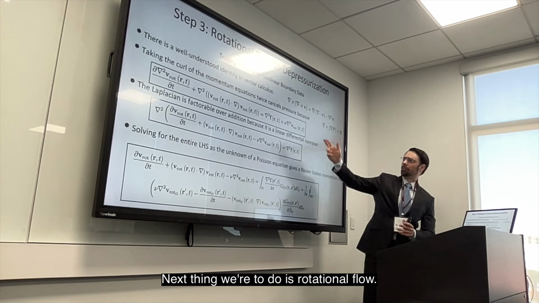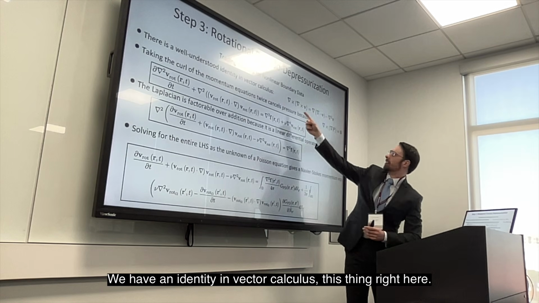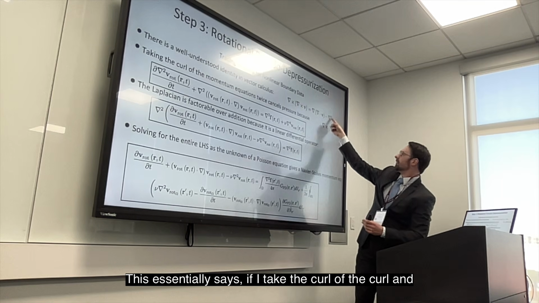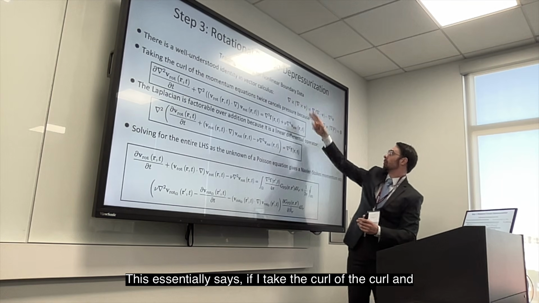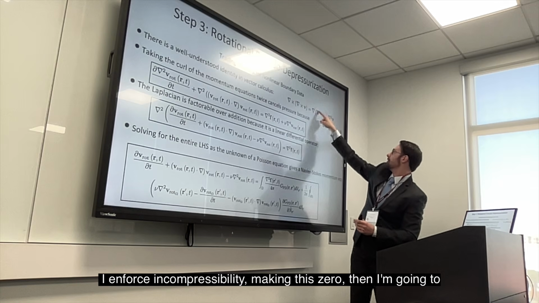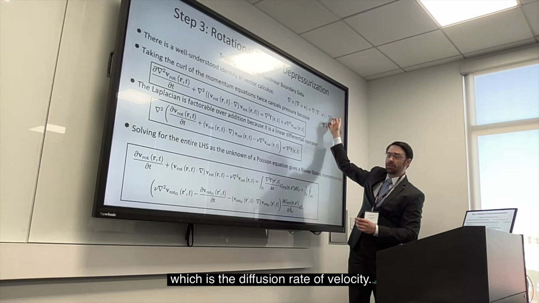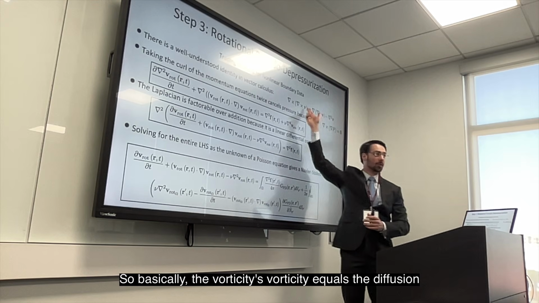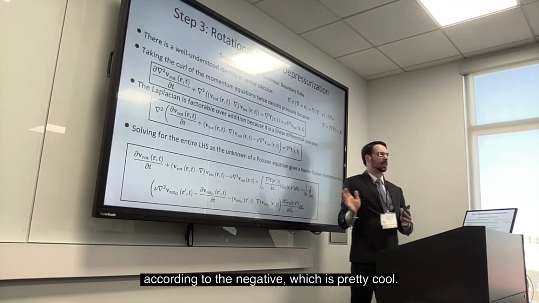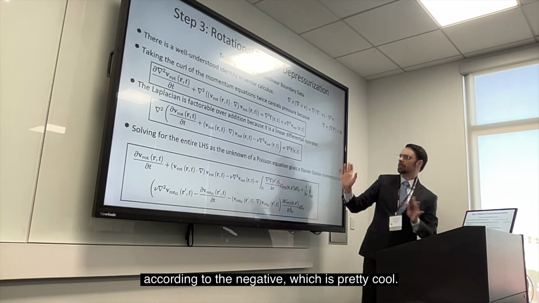Next thing we're going to do is rotational flow. We have an identity in vector calculus, this thing right here. This essentially says if I take the curl of the curl and I enforce incompressibility, making this 0, then I'm going to end up with just a negative Laplacian of the velocity field, which is the diffusion rate of velocity. So basically, the curl of the vorticity equals the negative diffusion, which is pretty cool.